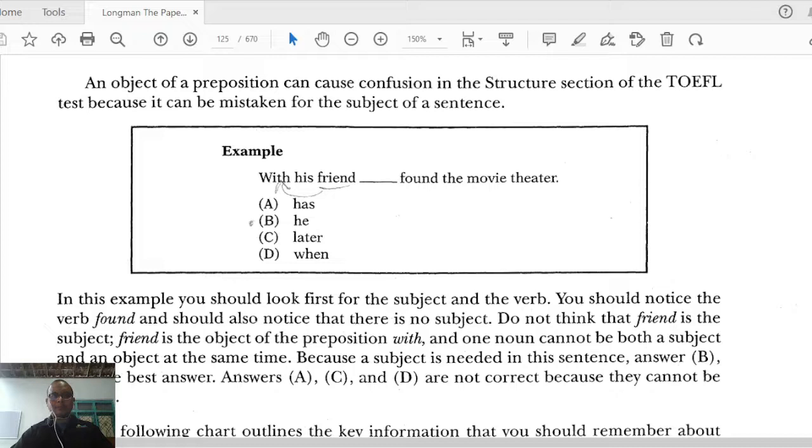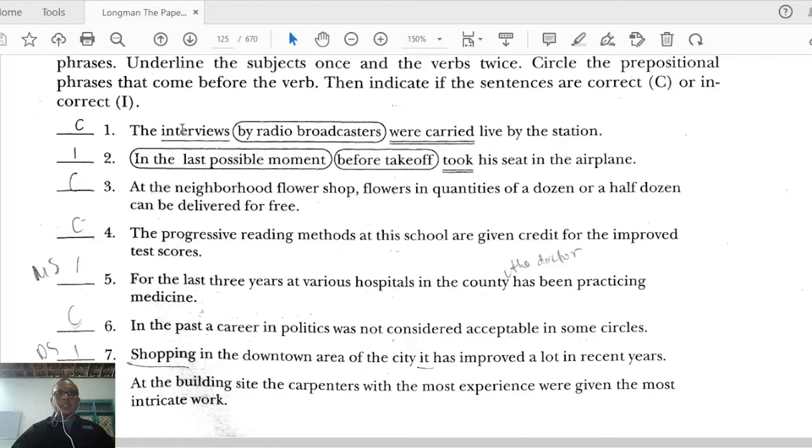Okay, exercise 2. Each of the following sentences contains one or more prepositional phrases. Underline the subject once and the verb twice. Circle the prepositional phrase that comes before the verb. Then indicate if the sentences are correct or incorrect. Excuse me. The interviews by radio broadcasters were carried live by the station. So underline the subject once. Jadi the interviews ini adalah subject.